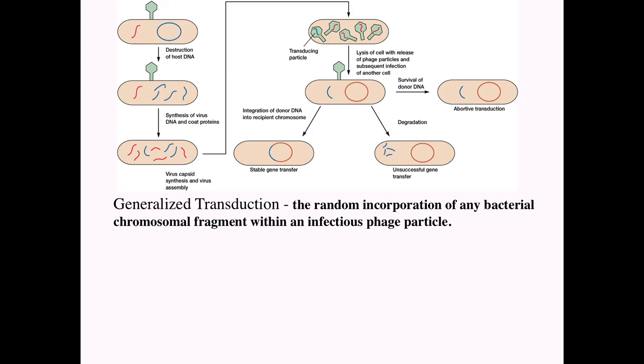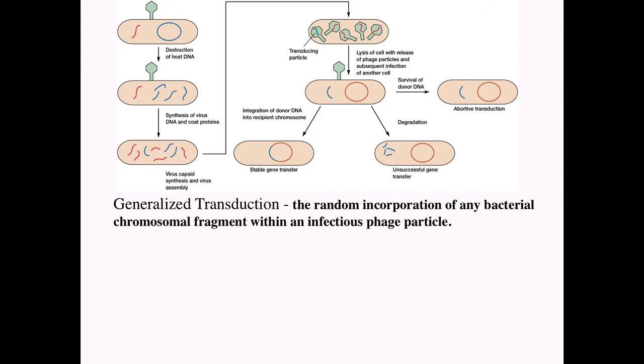So as opposed to the specialized transduction that we spent a lot of time talking about, where the only DNA that was going to be transferred between bacteria was immediately adjacent to the site where the prophage inserted, in generalized transduction, any piece of that infected bacterium is capable of being transferred by means of a viral particle. So it's a simpler concept.